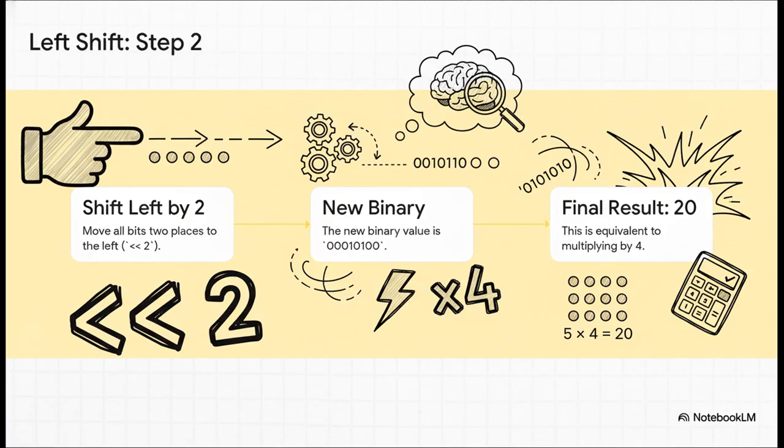And here's the trick. Shifting left once is the same as multiplying by 2. So shifting left twice is like multiplying by 4. And what's 5 times 4? 20. It's a super efficient shortcut.